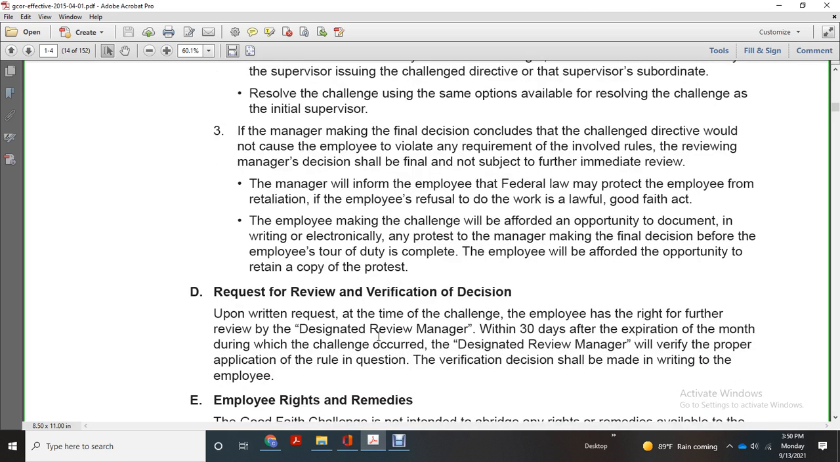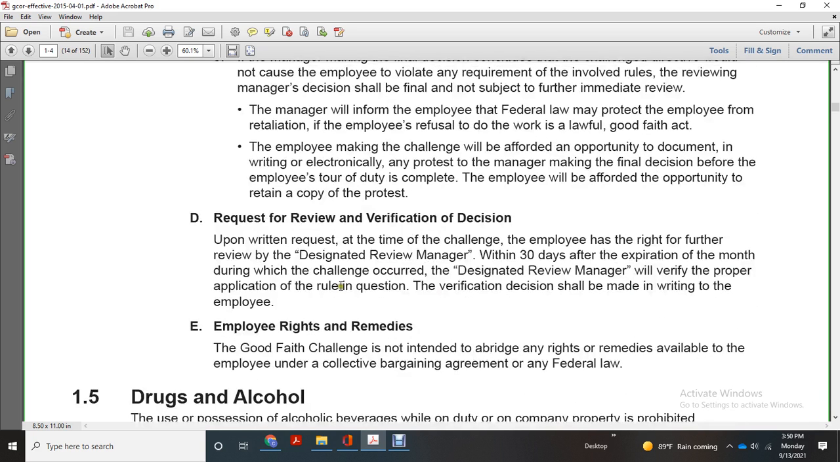Upon request for a review of the verification decision, in writing within the time shown, the employee has the right to further review by the designated review manager within 30 days after the expiration of the month during which the challenge occurred. The designated review manager will verify the proper application of the rule in question. The verification decision shall be made in writing with notice of the employee's rights and remedies. The good faith challenge is not intended to abridge any of the rights and remedies available to the employee under the collective bargaining agreement or federal law.